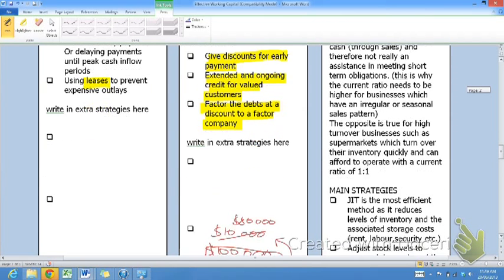Some of the things here, one of the extra strategies I could have included, battling with technology here, is also penalising late.